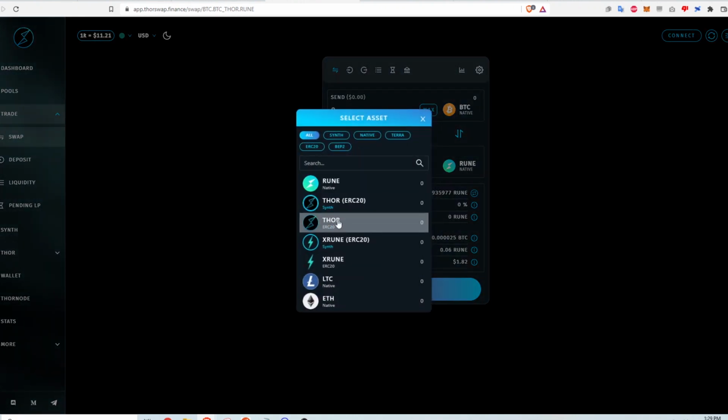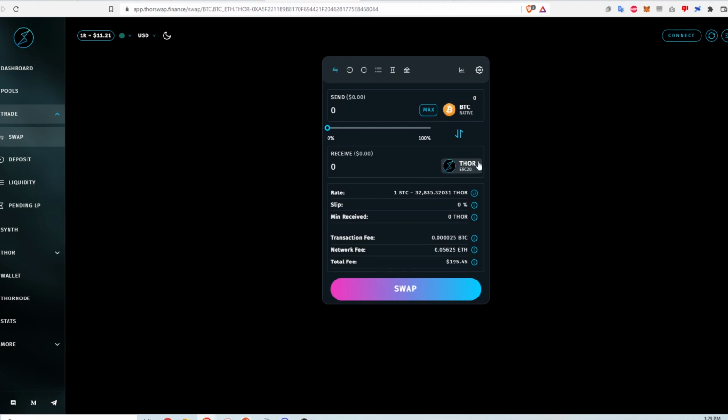There are two versions here. One is the synthetic version of the THOR token and one is the ERC20 version of the THOR token. Most of the time at this point, people are going to be interacting with the ERC20 version of the THOR token, so that's probably going to have the most liquidity. All I have to do is input the amount of Bitcoin I want to swap to THOR tokens, and then once I'm satisfied with that conversion, I can click swap and then receive the THOR token in my MetaMask or whatever wallet I'm using. What about staking?